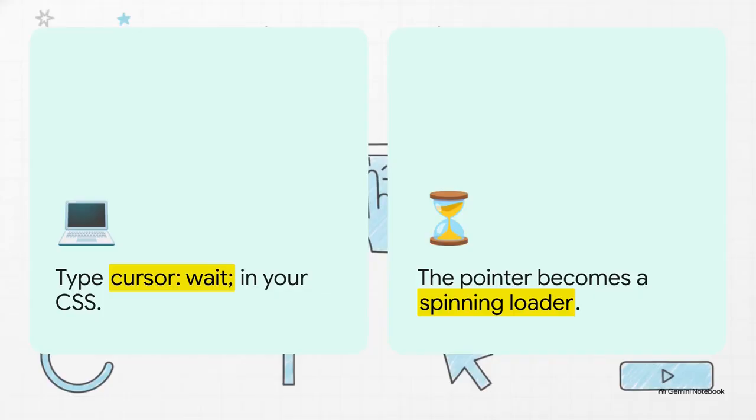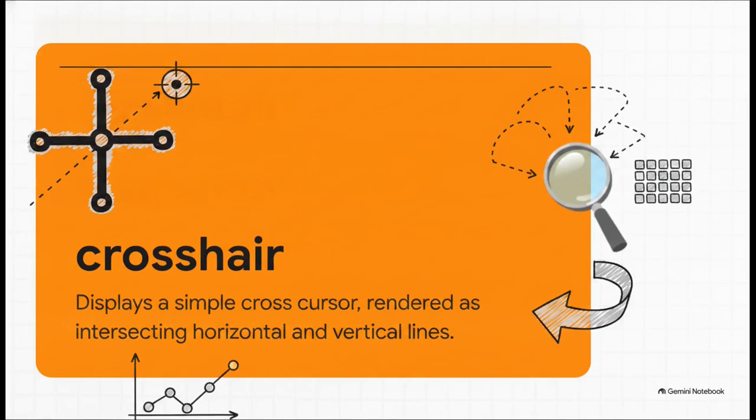Now, check out this real-time morph in our split-screen scenario. Over on the left, we type body cursor: wait and hit save. Instantly, on the right side, the standard arrow pointer literally morphs into a spinning loader. This is exactly how you handle long-running background operations or page loads. Without having to write any complex JavaScript loading modals, you've instantly communicated to the user that they just need to wait a second. Let's see how this builds into precision tools.